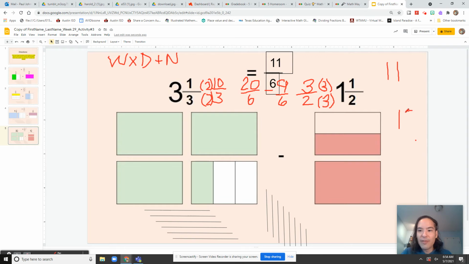So then there would be 5 pieces left over because 11 minus 6 is 5. So your mixed number would be 1 and 5/6. All right, so let's actually do this whole thing with the picture.